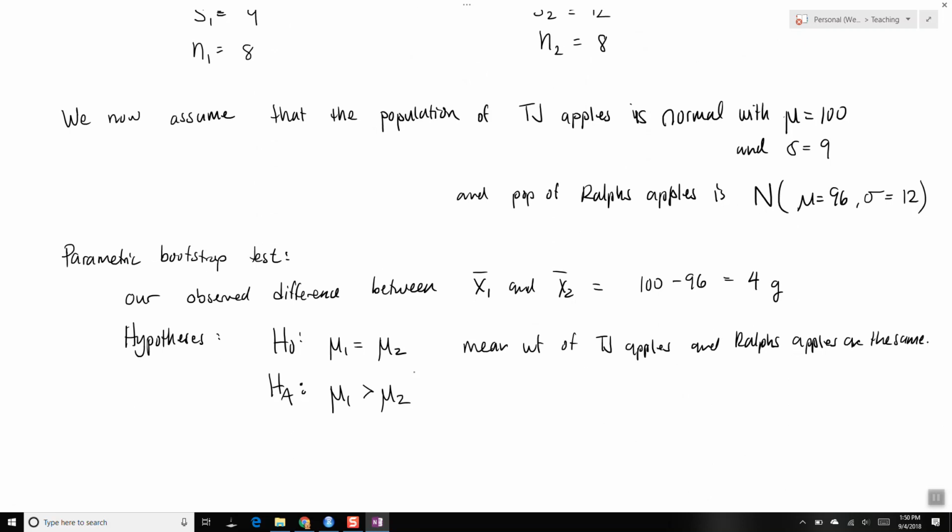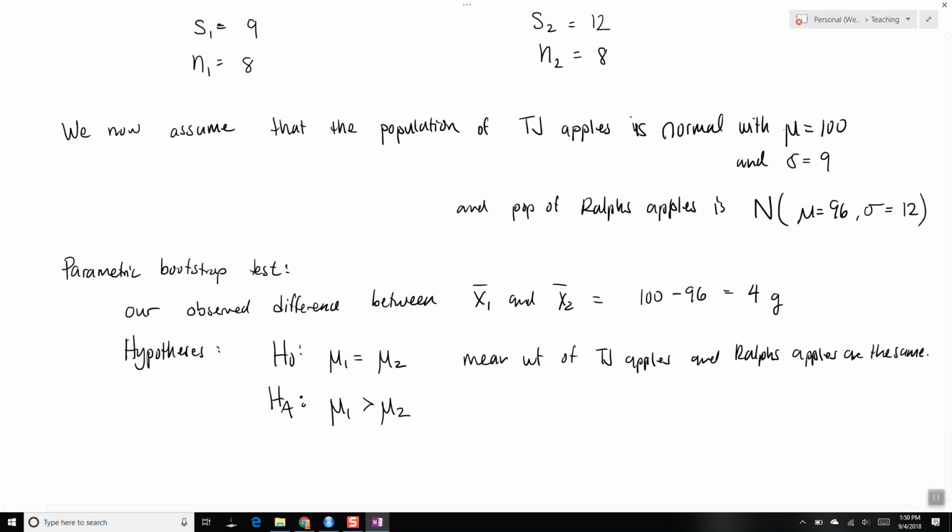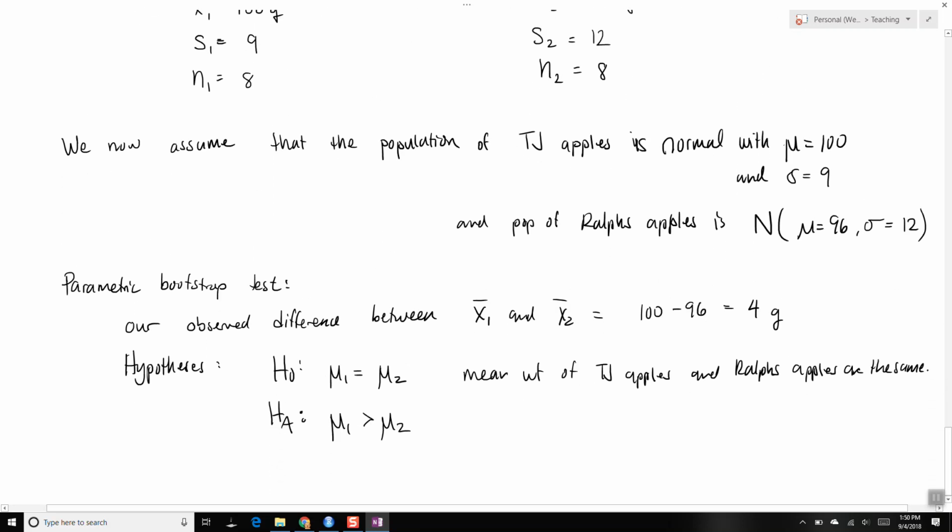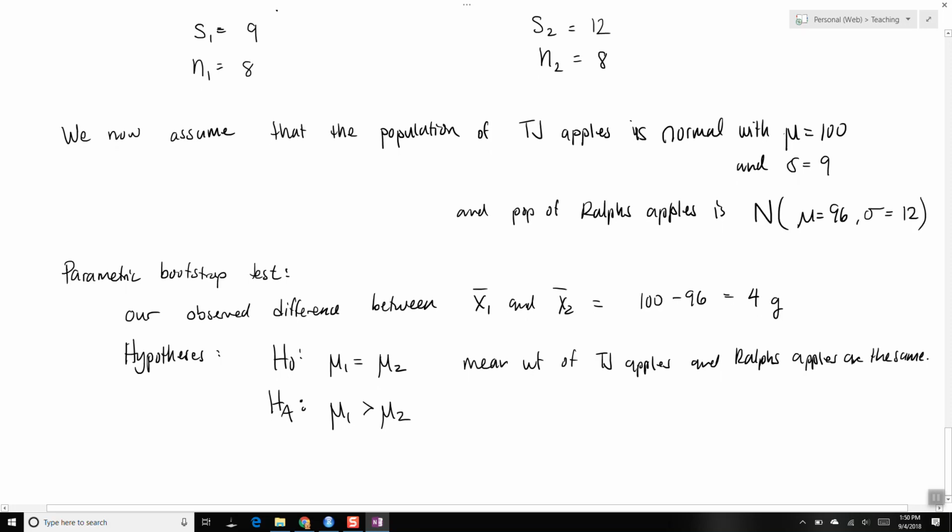Okay, and so we want to know, I observed a difference of 4 grams. If I draw random samples... Oh, I'm so sorry, I messed this up. This is not how we do it. Okay, scratch this line out here.